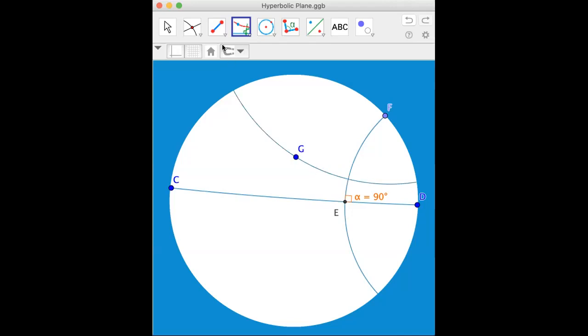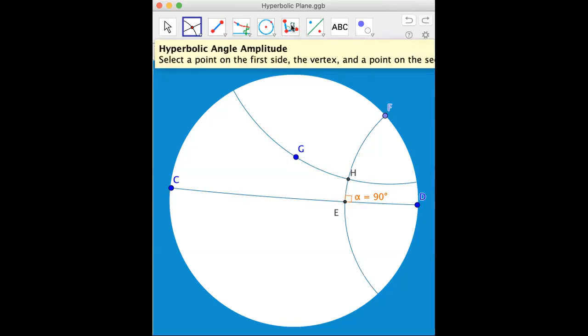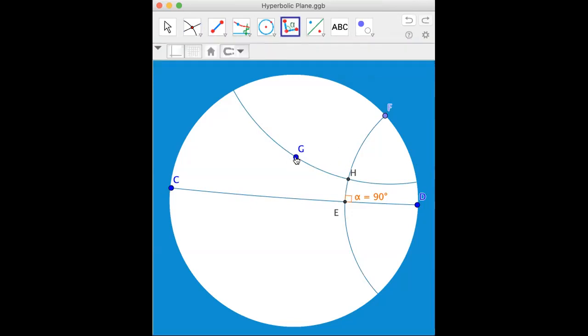So let me give this a name. Okay, so line GH and line CD are parallel, and they are both perpendicular to line EF. So let me measure the angle again. You will see that angle is 90 degrees as well. Okay, right here, you see 90 degrees.